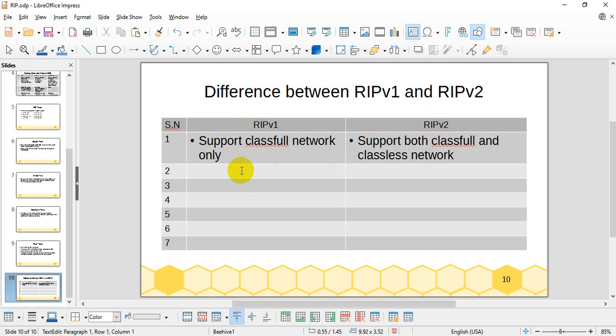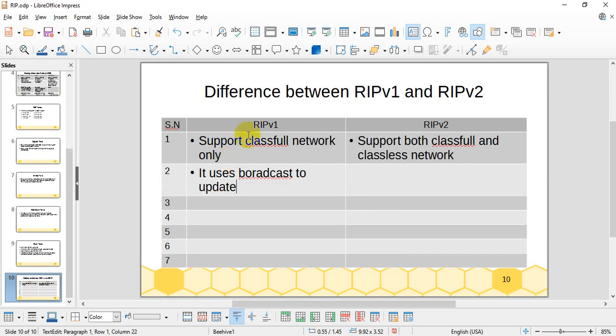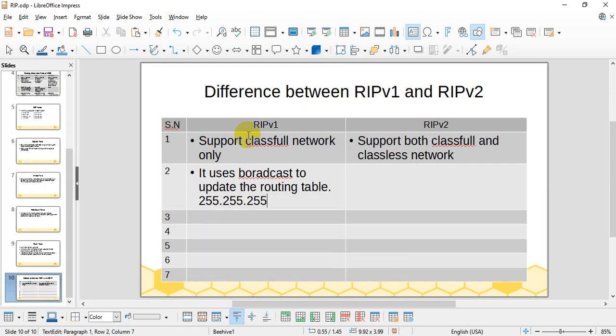Okay? And RIP version 1 uses broadcast to update the routing table, and the broadcast will be on the 255.255.255.255 IP.